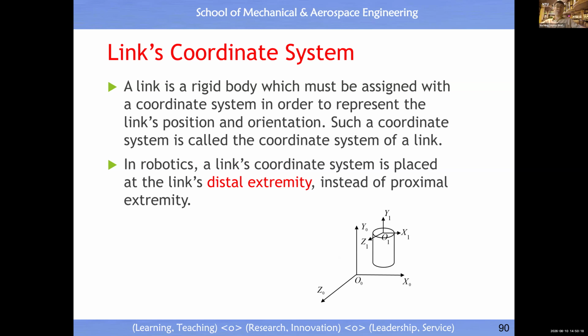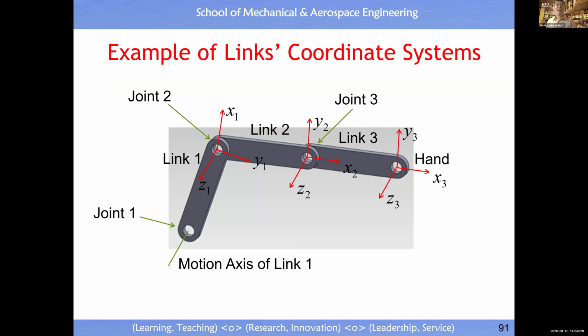This is convention in robotics, so you just follow it. Now you see the coordinate system for link 1, link 2, and link 3. Pay attention: the location of the coordinate system of link 1 is not at joint 1. Joint 1 is at the proximal extremity, so the coordinate system assigned to link 1 is at the distal extremity.